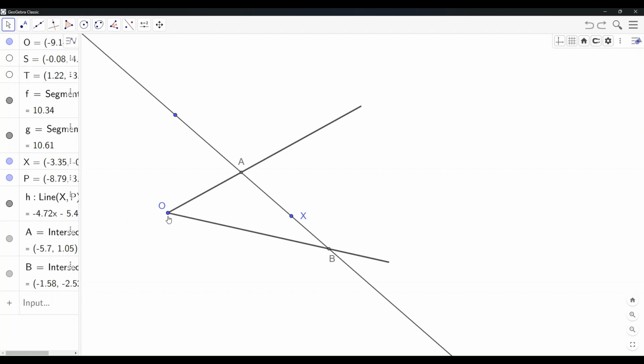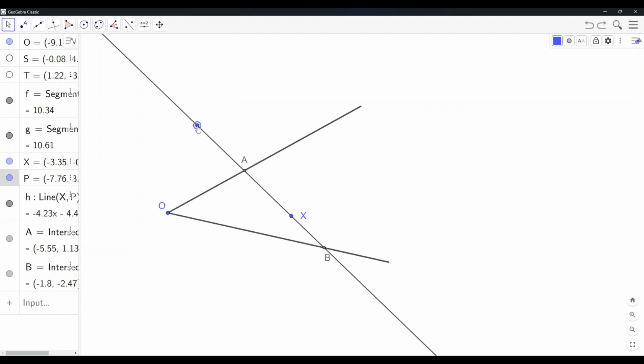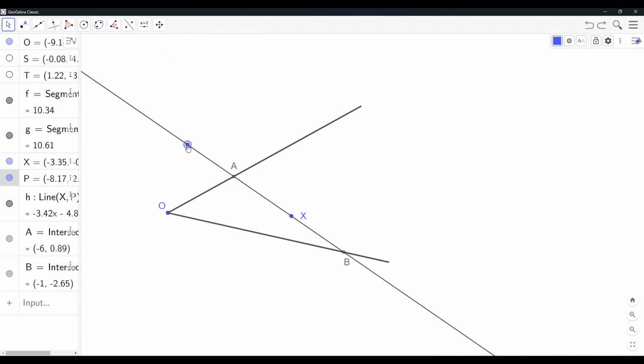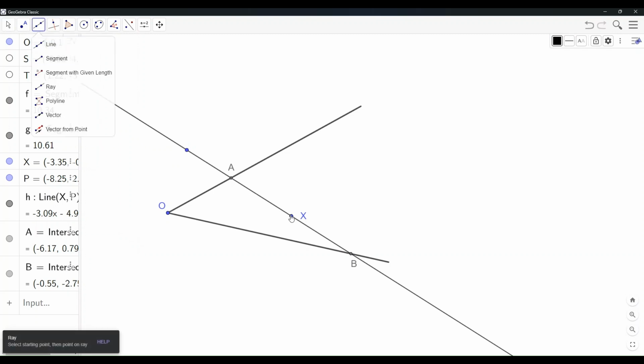Given an angle O and a fixed point X in it, how do we find a line passing through X so that the triangle OAB has the smallest area? Here's the answer. We want to choose the position of the line so that X is the midpoint of the segment AB. Let's draw another line through X.